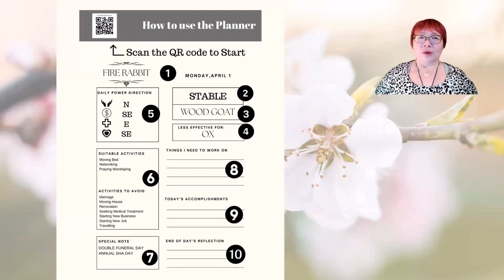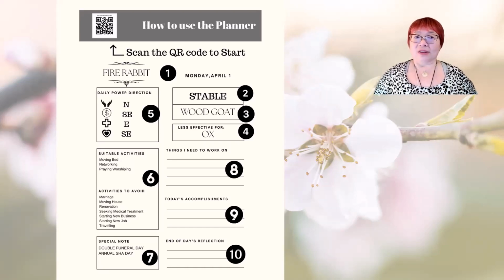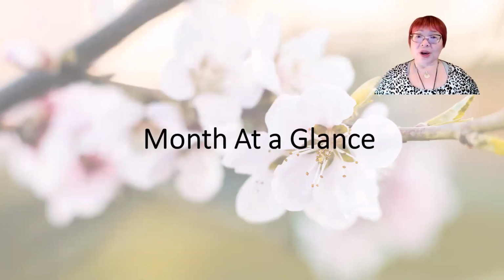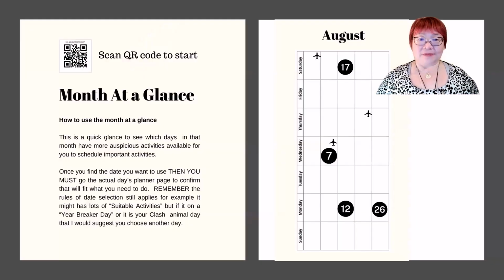So when you are going, oh, I can't remember what that exactly means, you can actually grab your phone and scan the QR code and you will find this video on YouTube. That's where I'm going to post this video on YouTube. So we are going to go through all 10 parts of the planner. So we are going to start with month at a glance.